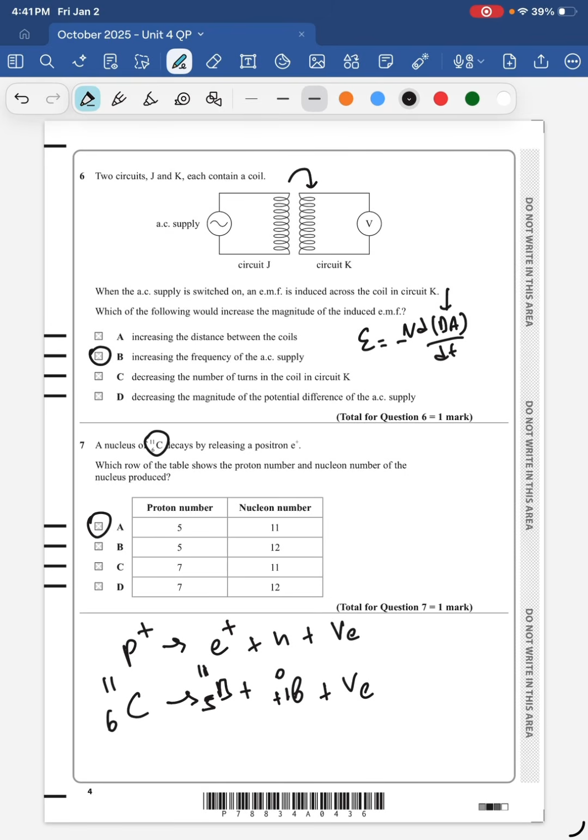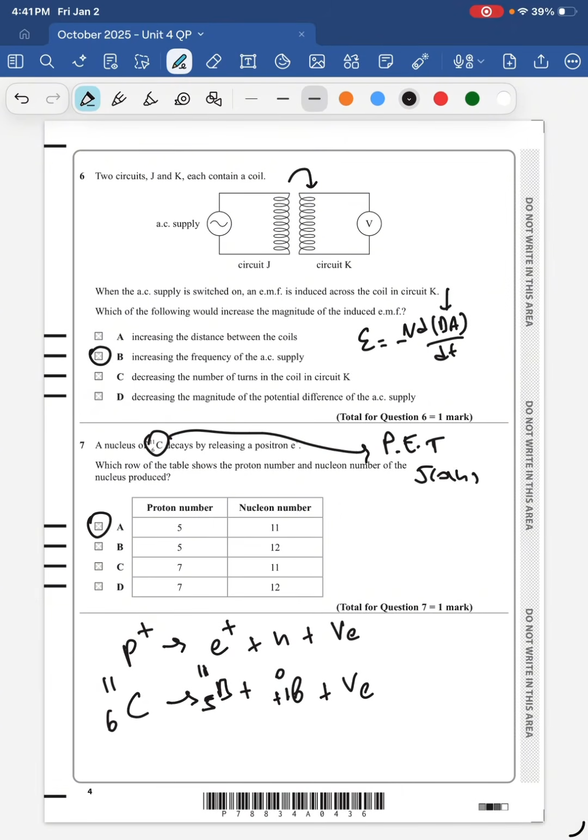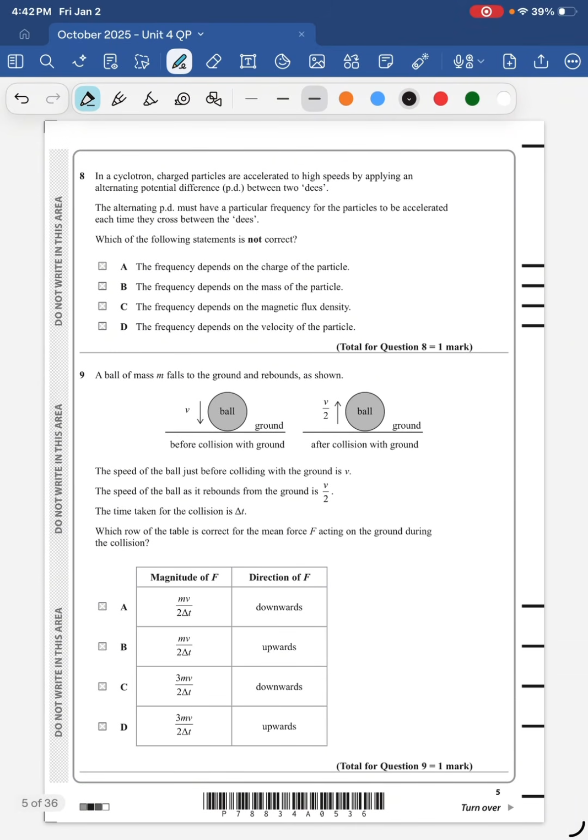And this nucleus, carbon-11, is very useful in PET scans, okay? For those of you who want to go a little bit deeper into questions: PET scans use carbon-11 because I think its lifetime is about 10 minutes, maybe 20 minutes, something like that. So it's perfect for doing PET scans. So let's move to question 8.